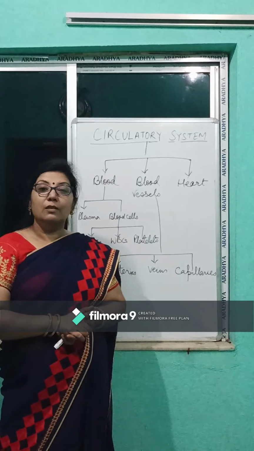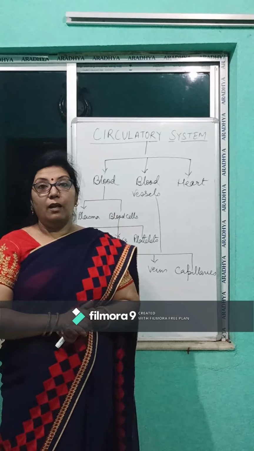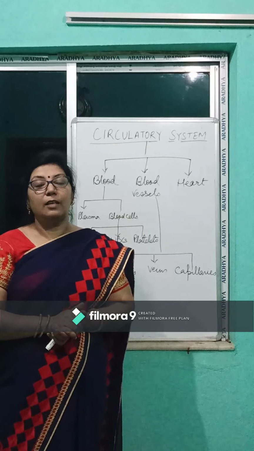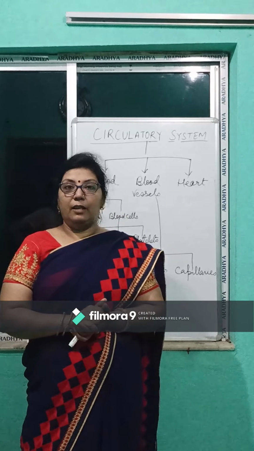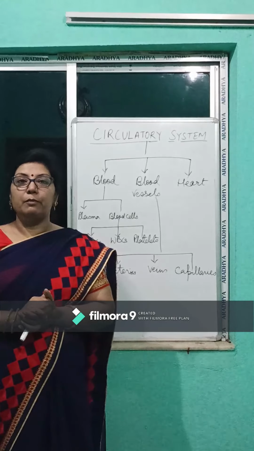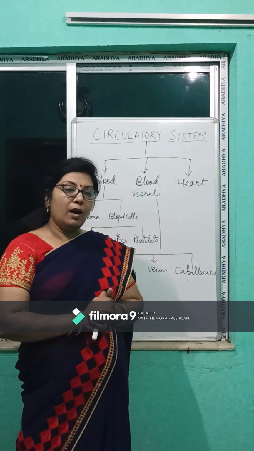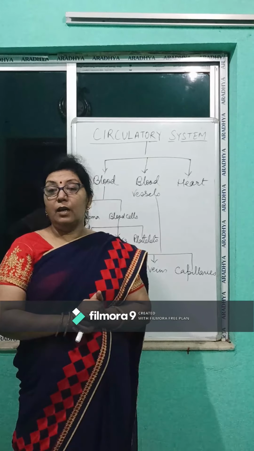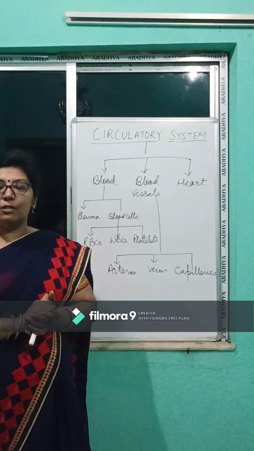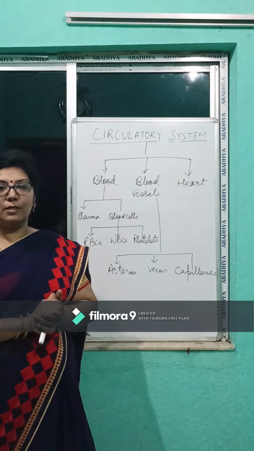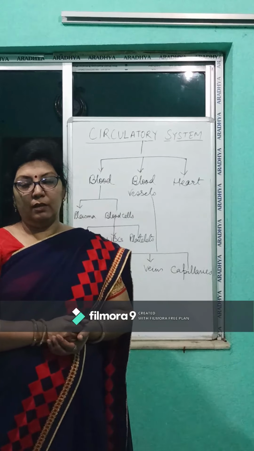Arteries are called the distributing vessels. They are found deep under the skin. They have thick, elastic and muscular walls with narrow lumen. Arteries carry blood from heart to the different body cells. They carry oxygenated blood. All arteries carry oxygenated blood except pulmonary artery. Pulmonary artery carries deoxygenated blood to the lungs for oxygenation. Largest artery is known as aorta.